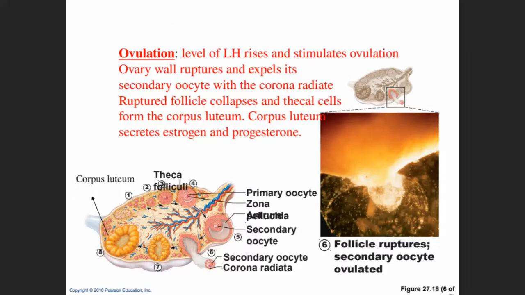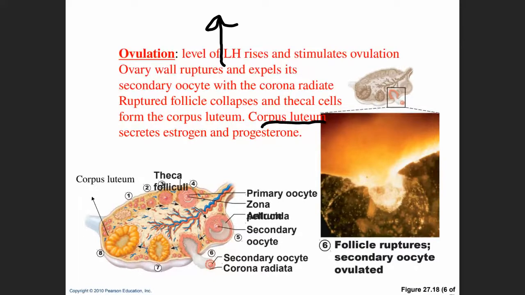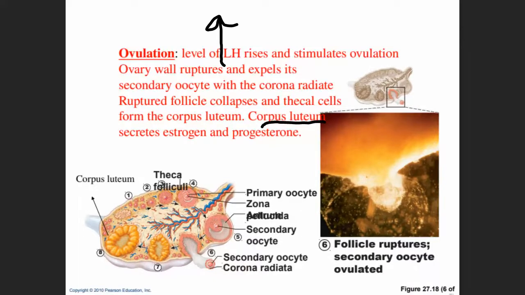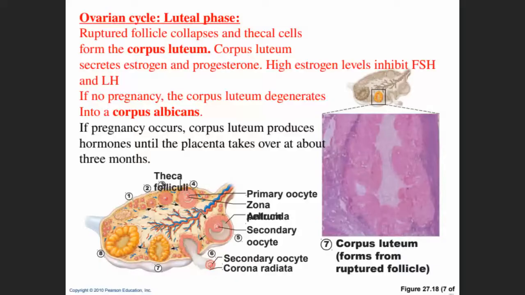Ovulation happens due to the rise in luteinizing hormone, LH. So LH is the hormone of ovulation. A sudden rise in LH is what's going to stimulate ovulation. The ovarian wall ruptures and expels the secondary oocyte with the cells around it, which are the corona radiata cells. What's left behind is the corpus luteum that continues to secrete estrogen and progesterone.